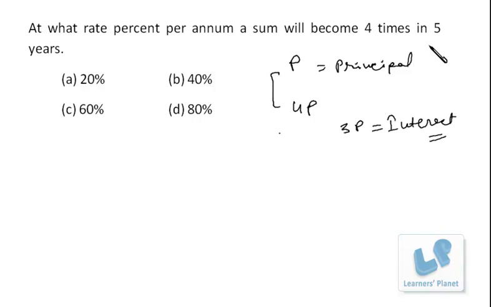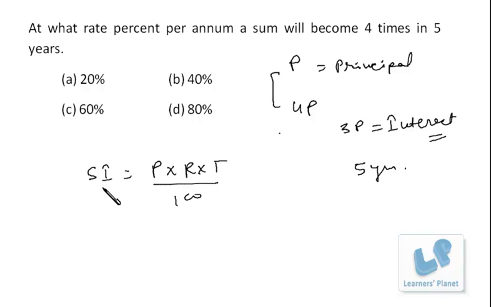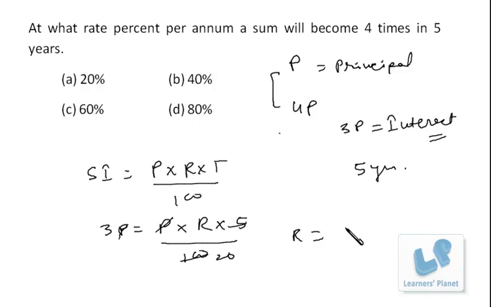Now, what is the time? That is 5 years. So simple interest is equal to principal into rate into time by 100. Just put the values over here and get the value of R. What is the simple interest over here? That is 4P minus P, that is 3P. P is P only, R we have to calculate. Time period is 5 years by 100. So rate of interest is 60%.